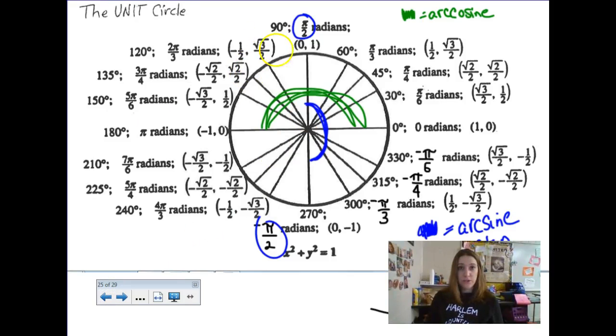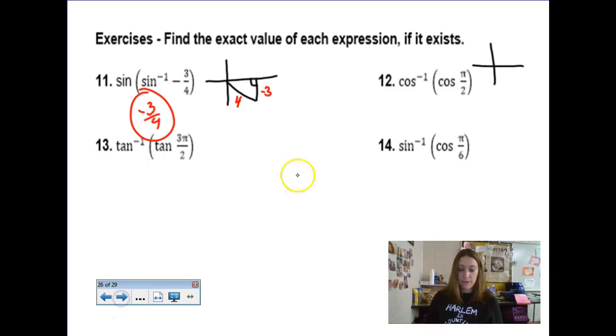Cosine on the unit circle at pi over 2 is 0. So I'm not going to bother drawing anything since I already had a lovely unit circle to work with. So cosine of pi over 2 is 0. So what we're really looking at here is arc cosine of 0.